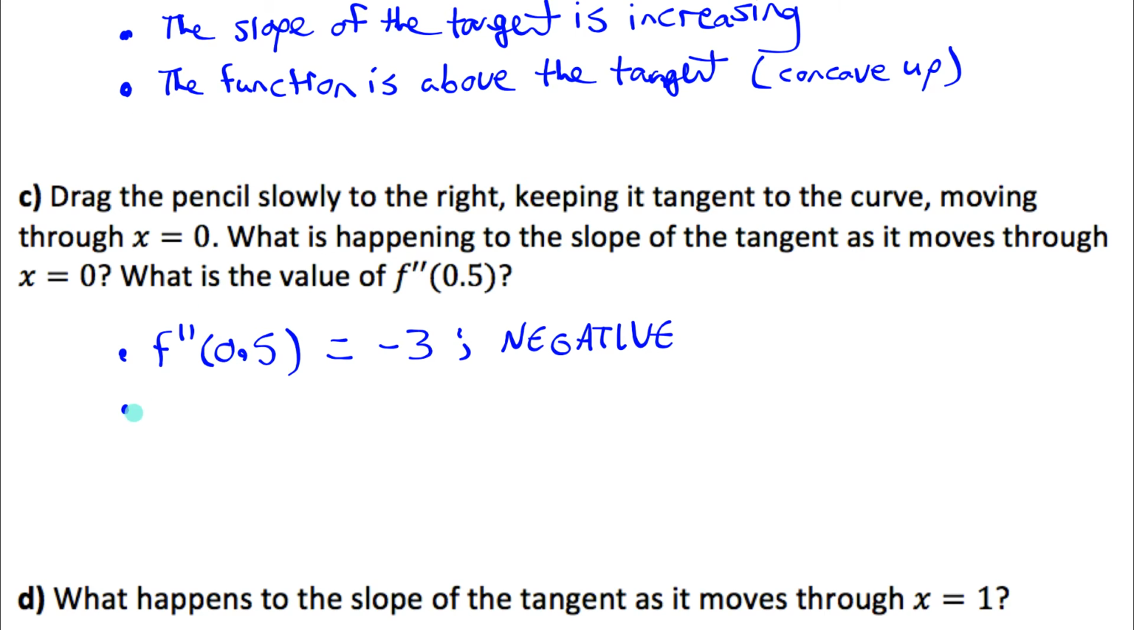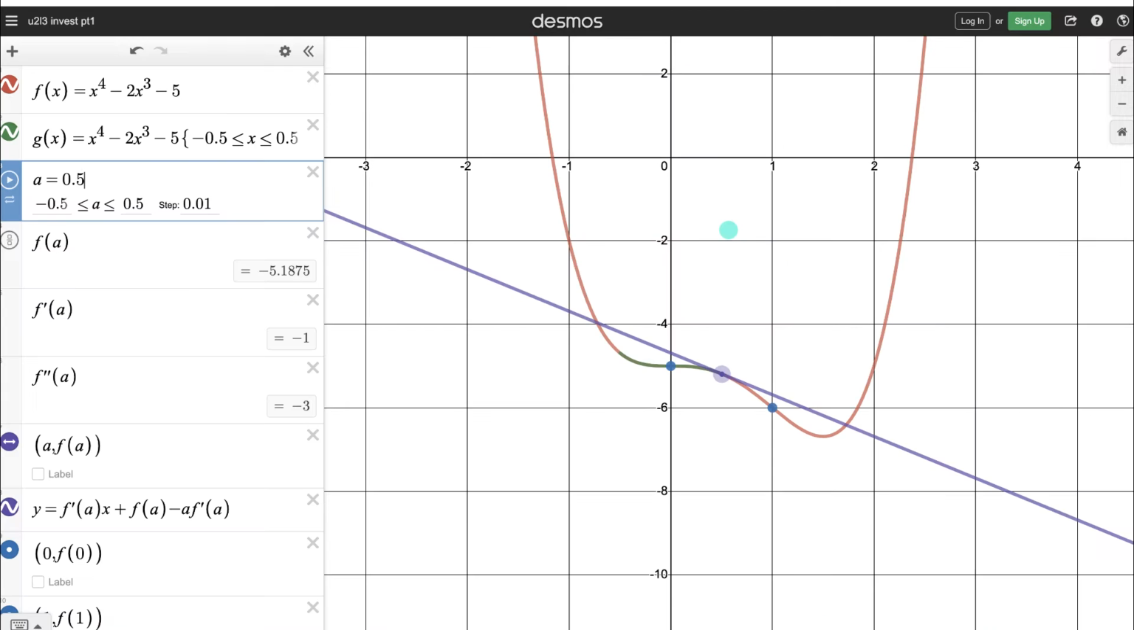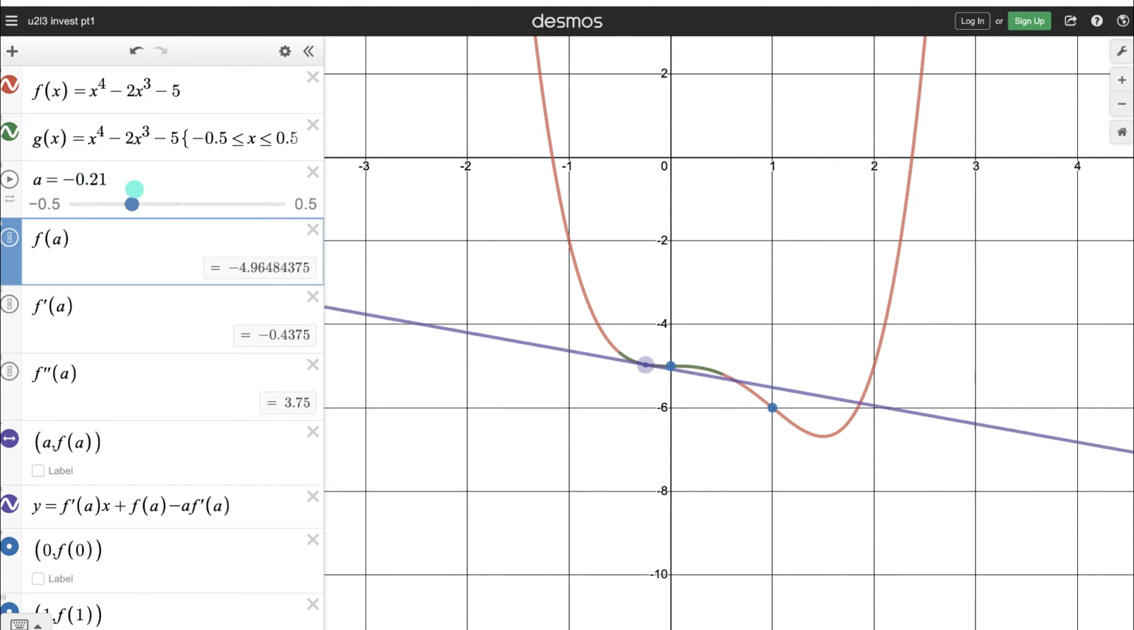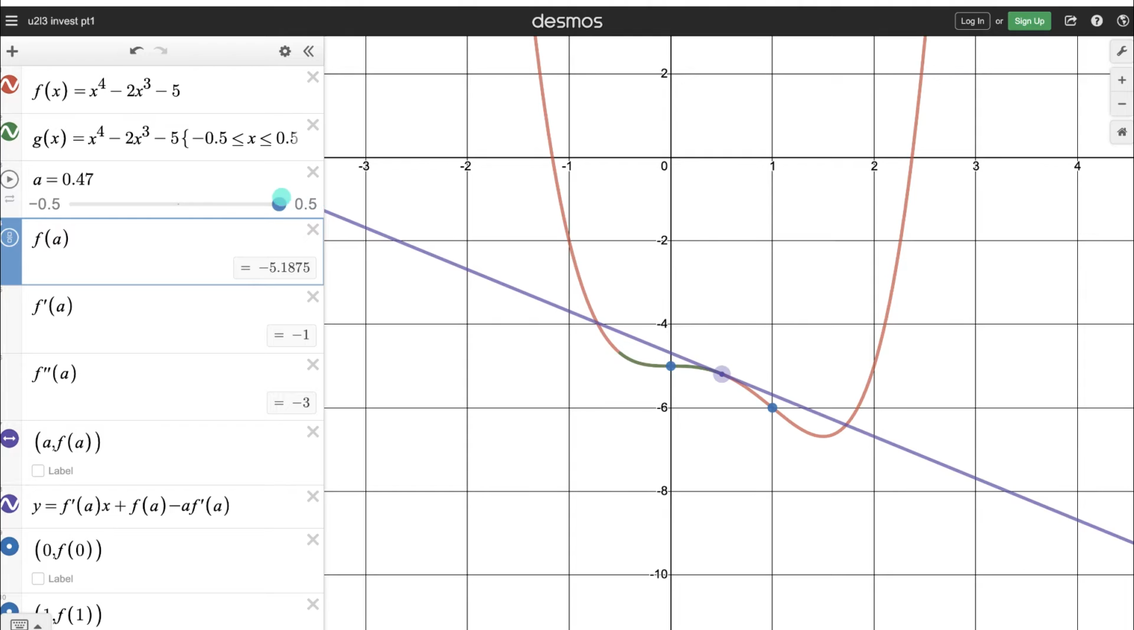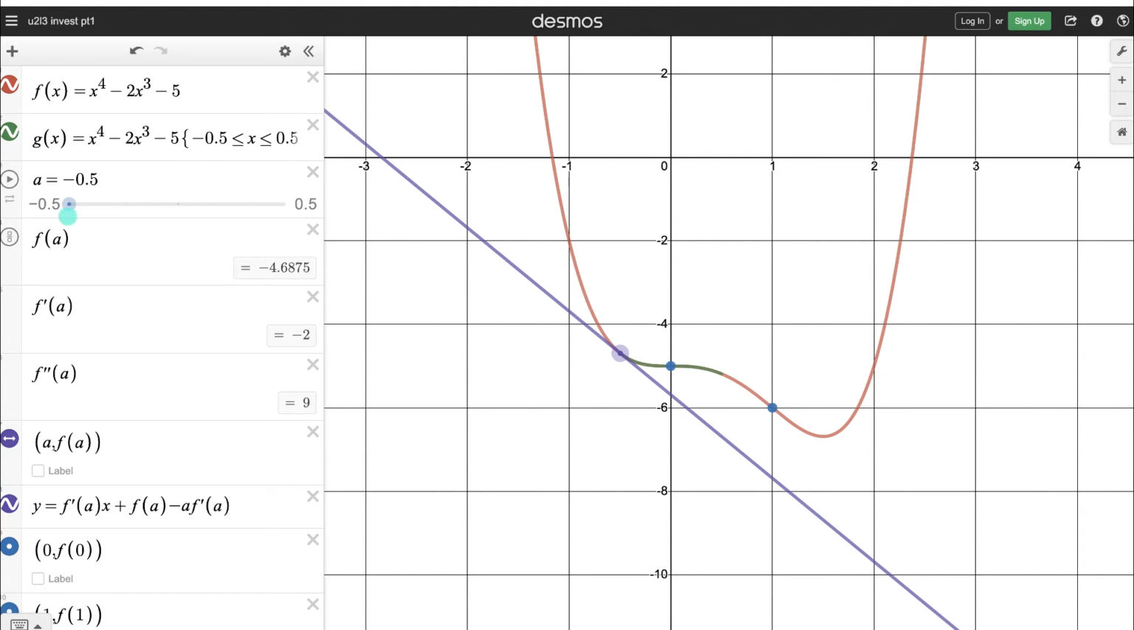Now let's comment on what is happening to the slope of the tangent, so the slope of the function, as it moves through x equals 0. So I'm going to start over here when x is -0.5 and finish over here when x is 0.5. So I'm moving through the x value of 0. What is happening to the slope of the function? And remember, the first derivative tells us the slope of the function at any point. So pay attention to the value of the first derivative as I move from left to right through this interval.